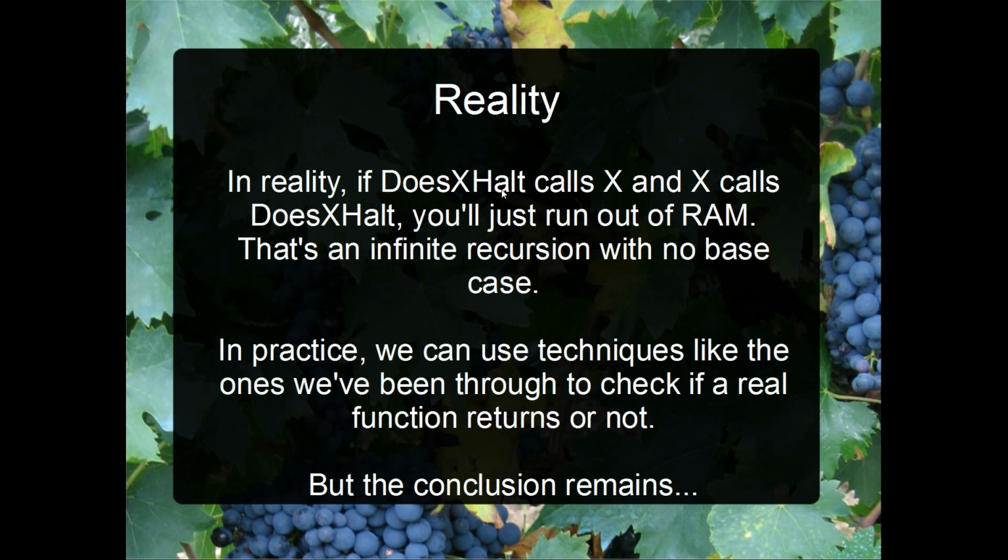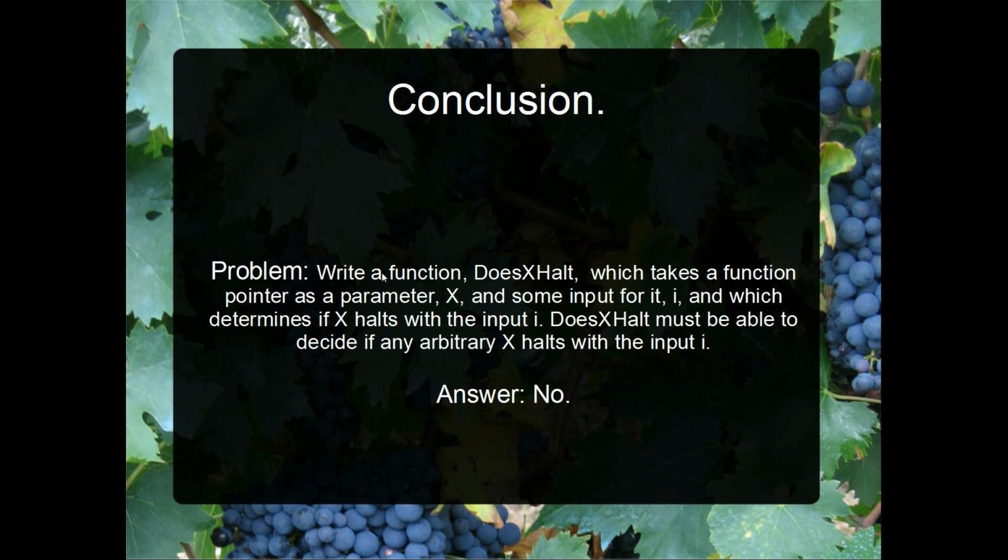Anyway, in reality, if doesXHalt calls x and x calls doesXHalt, then what's really going to happen is you're just going to run out of RAM. You'll have a crash, probably. Yeah, that's infinite recursion with no base case. So something like that, the code is just wrong to start with. And in practice, the halting problem comes up quite a bit. As a programmer, you often come across times when you want to know if your code is in an infinite loop or not. And there are practical ways to know these things, but you just can't do it for every possible function. That's the point. Okay, so the conclusion remains.